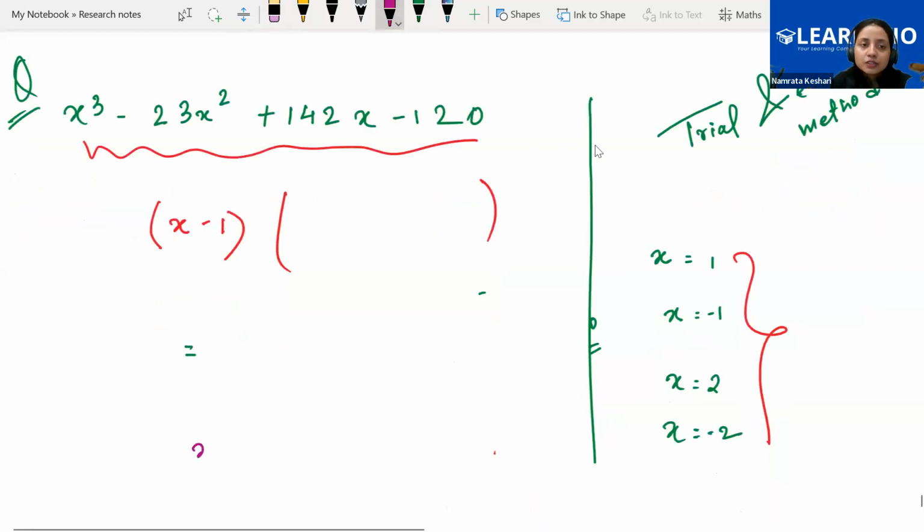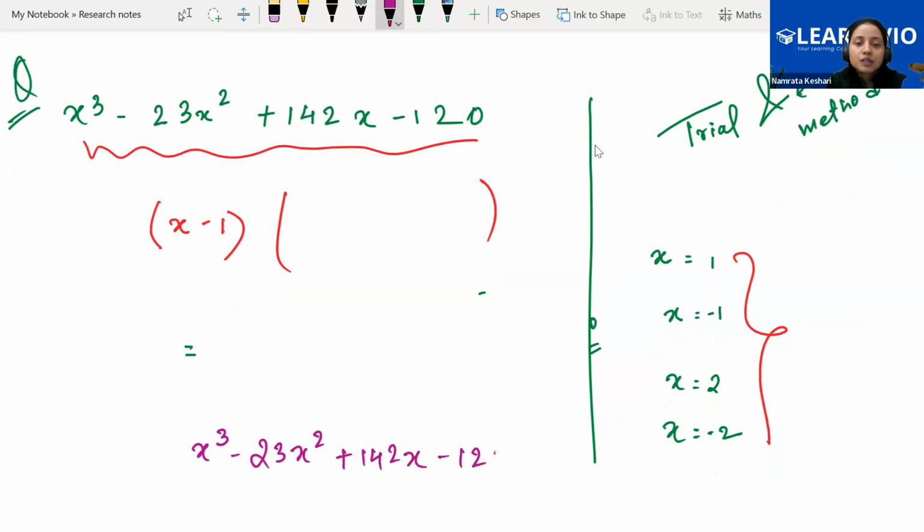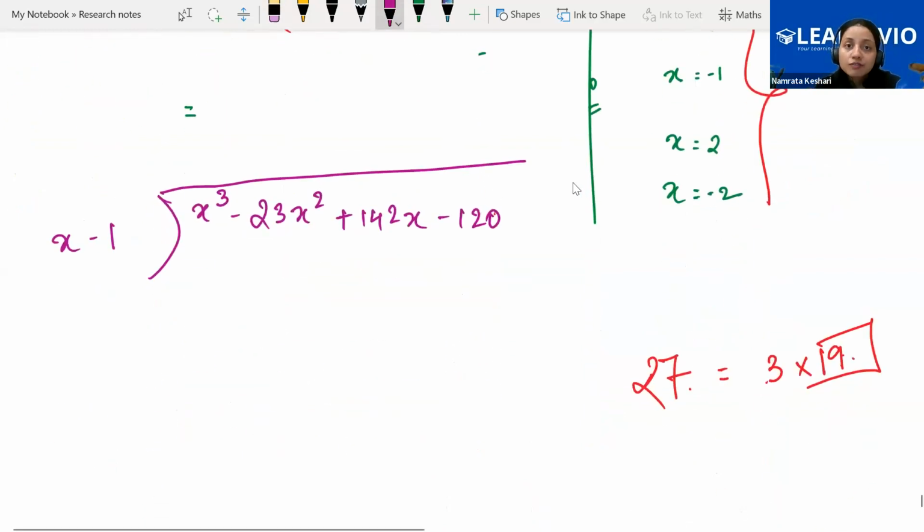We will divide x cube minus 23x square plus 142x minus 120 by x minus 1. Let's check what is coming in the quotient part, because the remainder will come out as 0. It's a factor, so the remainder has to be 0. We are focusing on the quotient part.